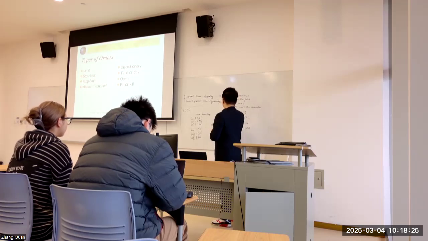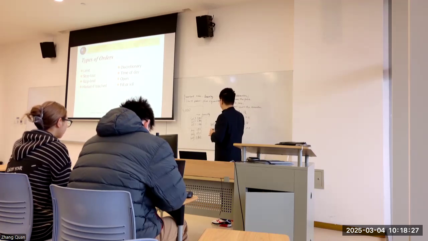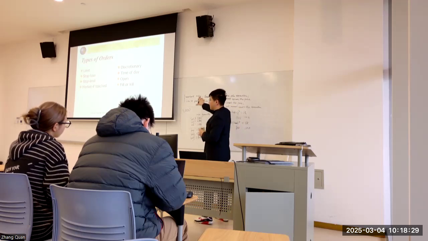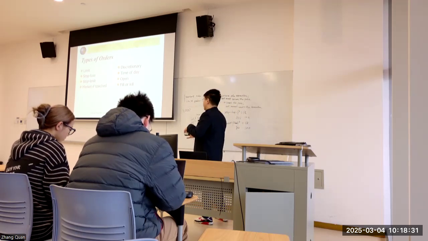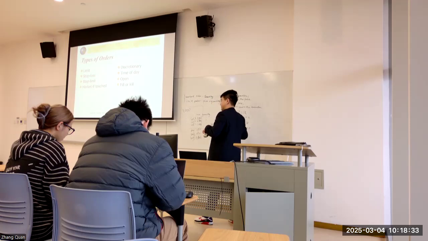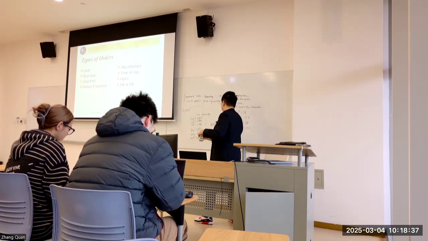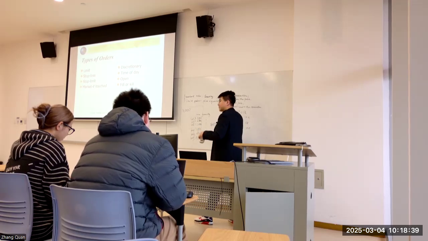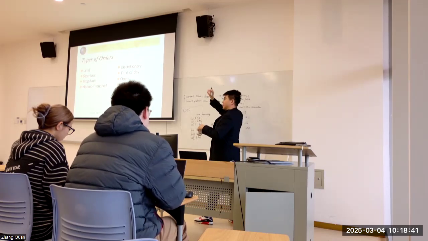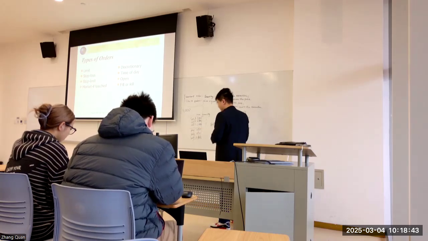So you can see that these two are almost the same. They all have the market order inside, and they just have different conditions. One condition is as long as the price gets lower to a price. Here is as long as the price gets higher to a trigger price.